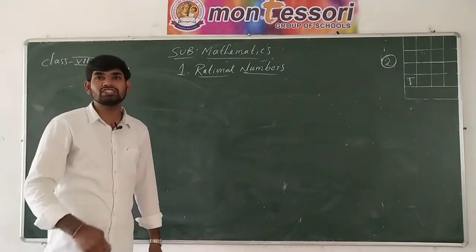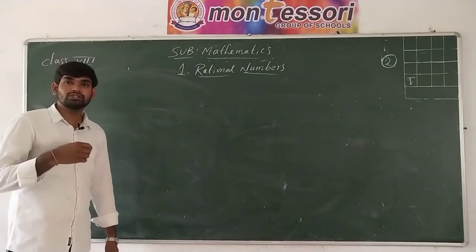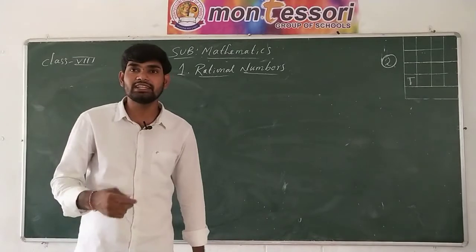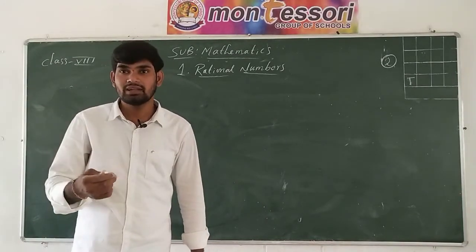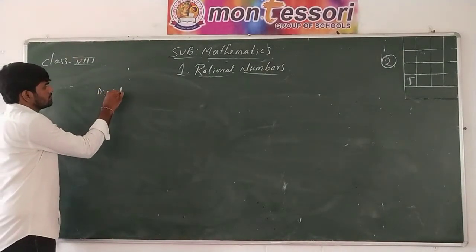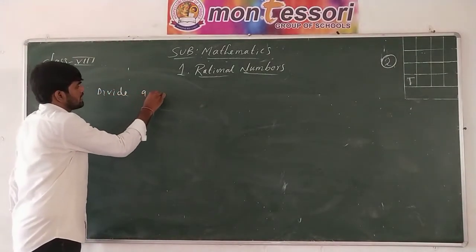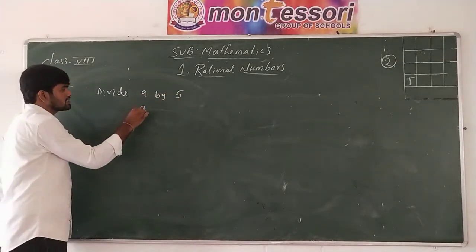Then what about the division case? Let us see. When you divide one integer with another integer, the result is always an integer or maybe some other number. Let us see that. Divide 9 by 5. Now let us divide 9 with 5. What will the result be?